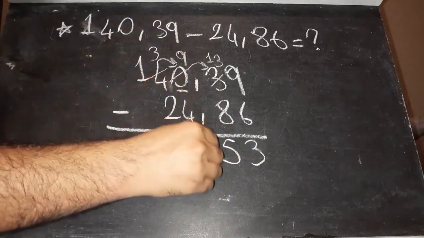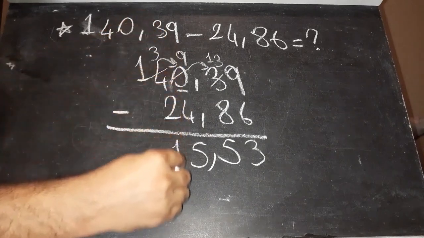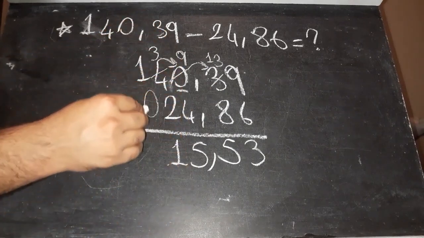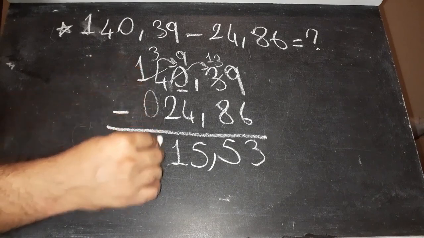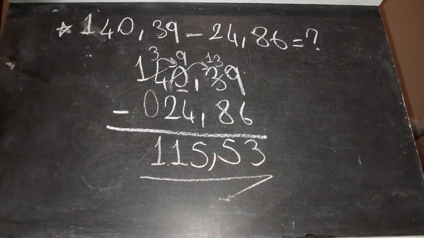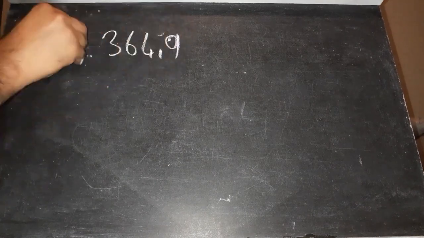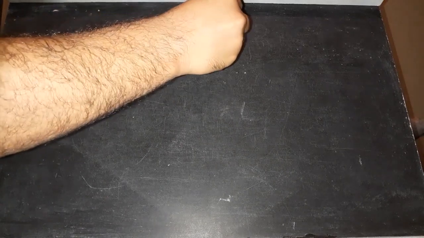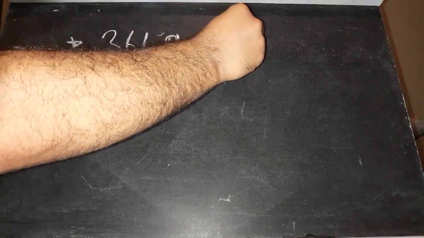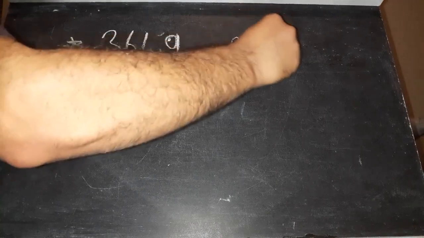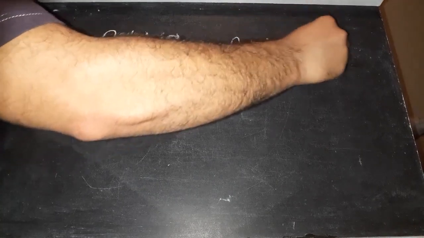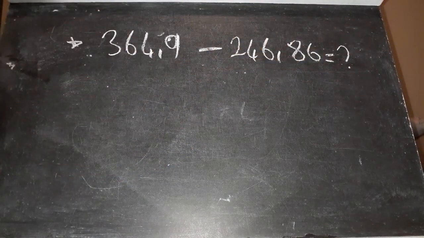9 minus 4, 5. 3 minus 2, 1. And remember I told you put zeros instead of empty places. 1 minus 0 will be 1. Your answer is going to be 115,53. Okay. My next question is 364,9 minus 246,86. Okay. Again, write underneath the same place value.